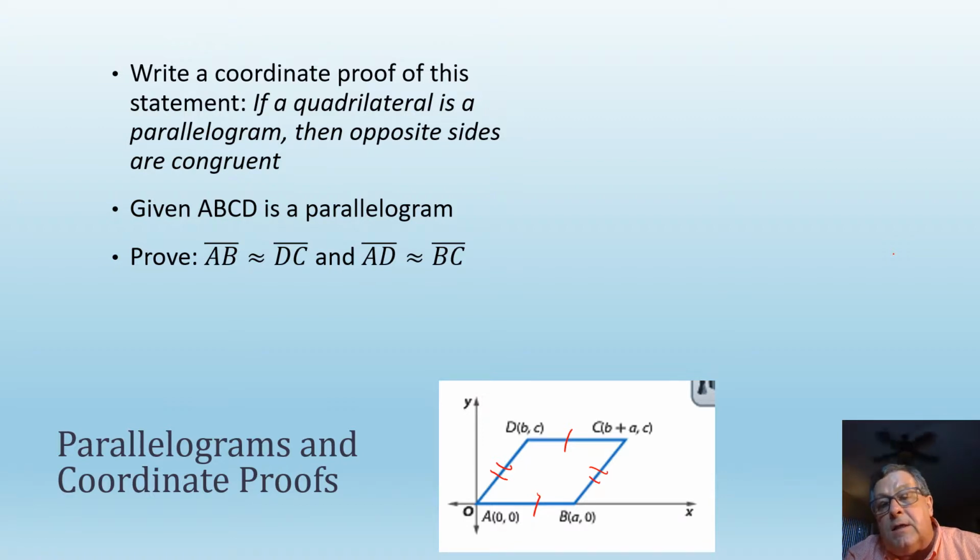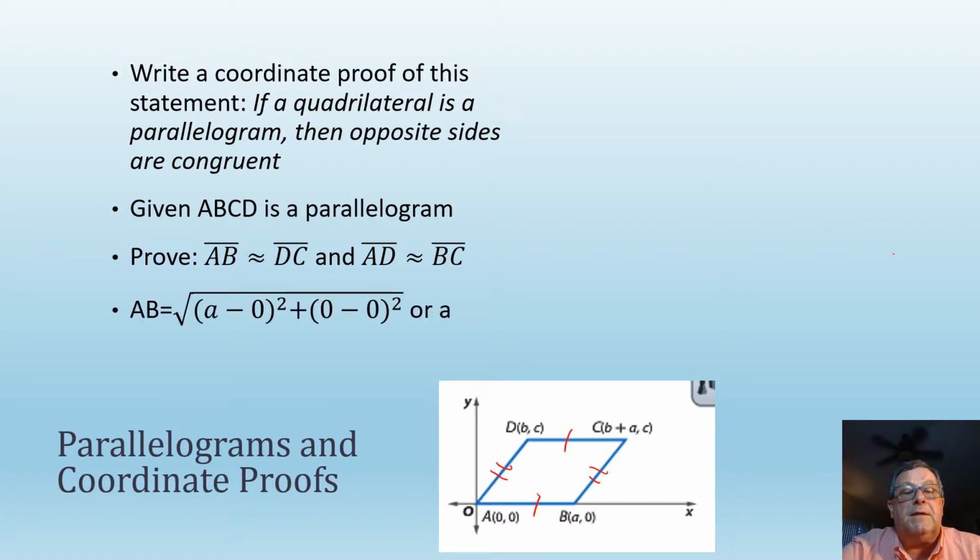And we've got some values here. A is at 0, 0. It's at the origin. And then B is at A, comma 0. C is at B plus A, comma C. And D is at B, comma C. Well, we're going to use our distance formula to prove that. So first, let's go about looking at AB.